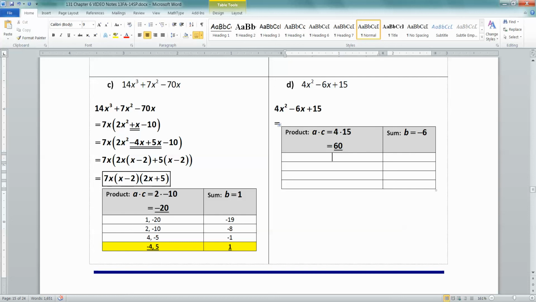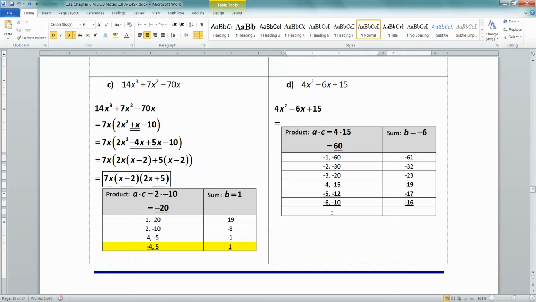Okay, now right here is where this technique is going to help. If you go in order, you'll never be led astray, right? So negative 1 and negative 60. That would make positive 60 when you multiply it, but it'd add up to negative 61. Negative 2 and negative 30, that would add to negative 32. Negative 3 and negative 20, that would add to negative 23. Negative 4 and negative 15, that would add up to, let's see, negative 19. Negative 5 and negative 12, that would make negative 17. Negative 6 and negative 10, that would make negative 16.